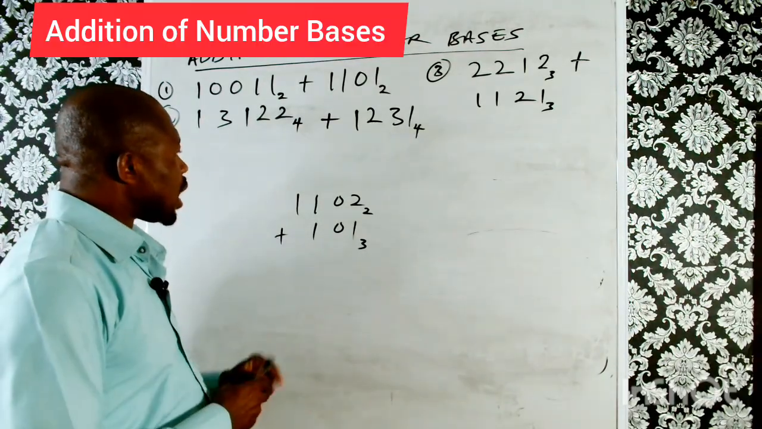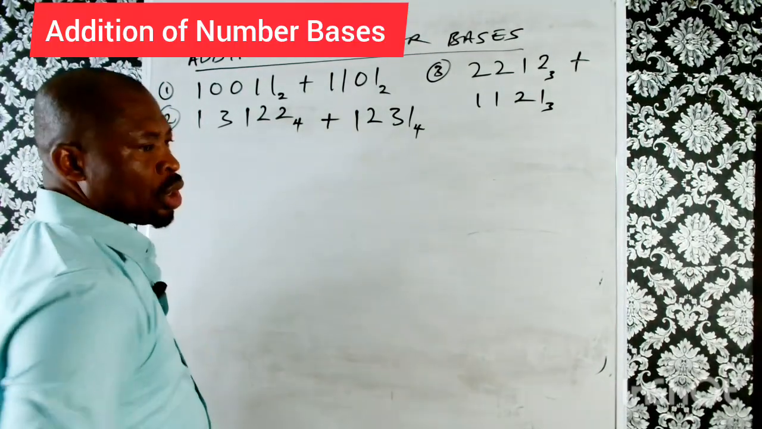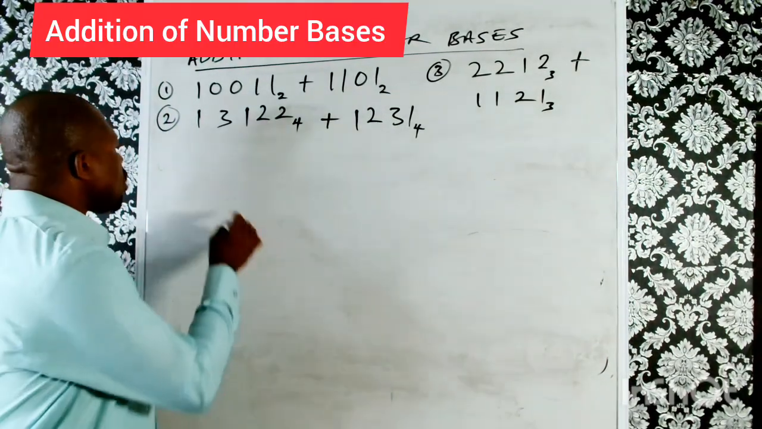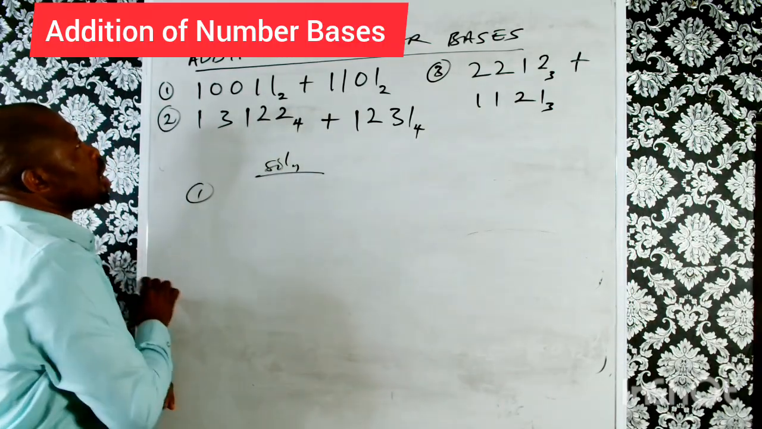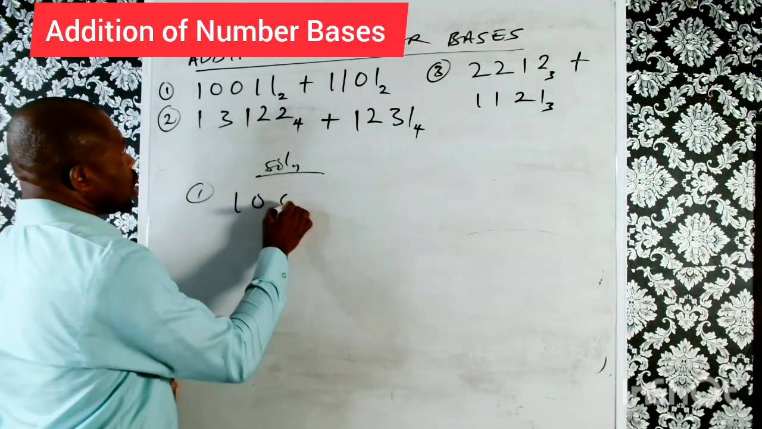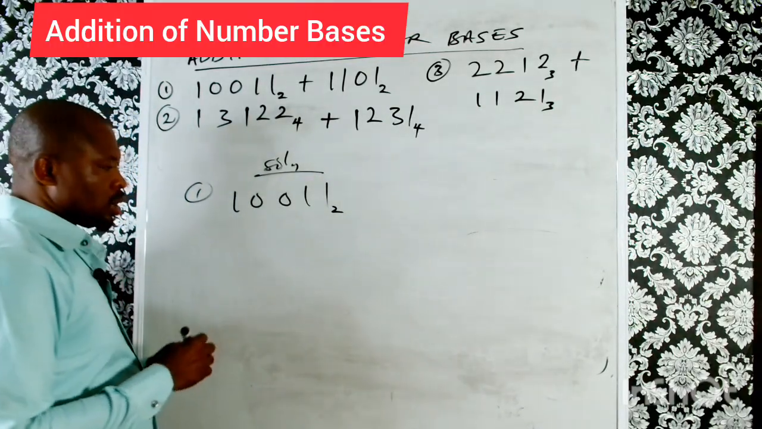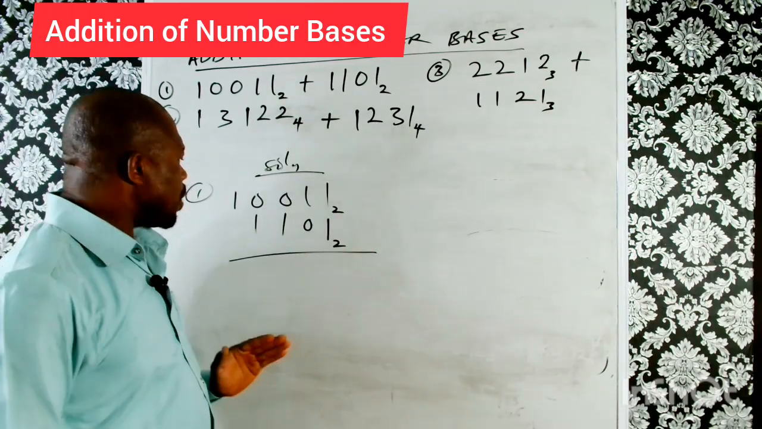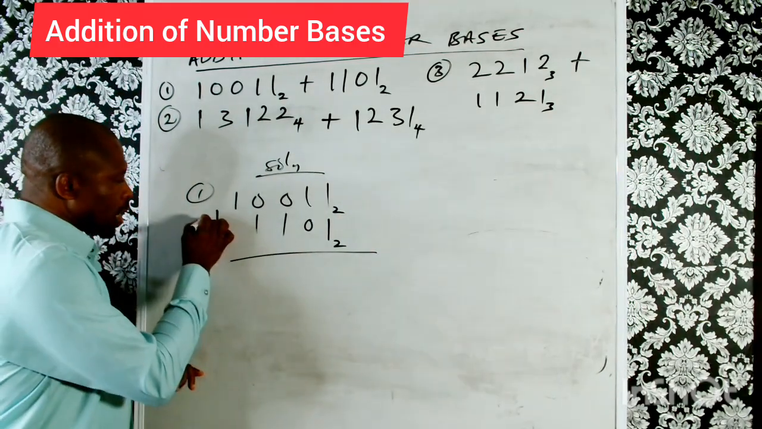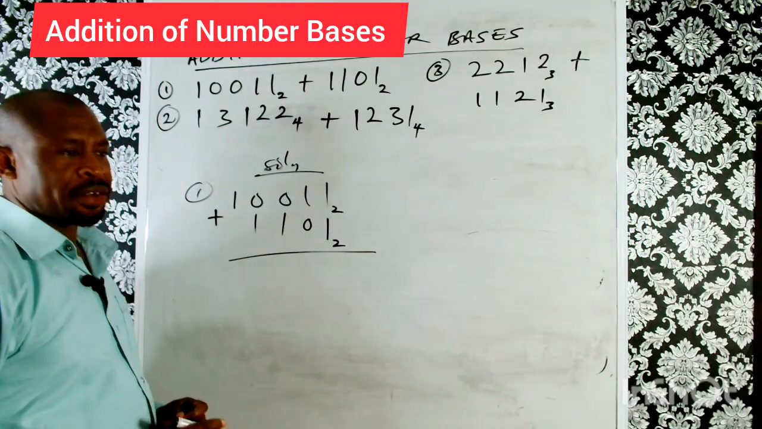Now, let's look at what we have on the board. The first one says solution to number one. The one says 10011 base 2 plus. Now, since we have these numbers to add, of course, we are adding. Because we're adding, we put that sign there.